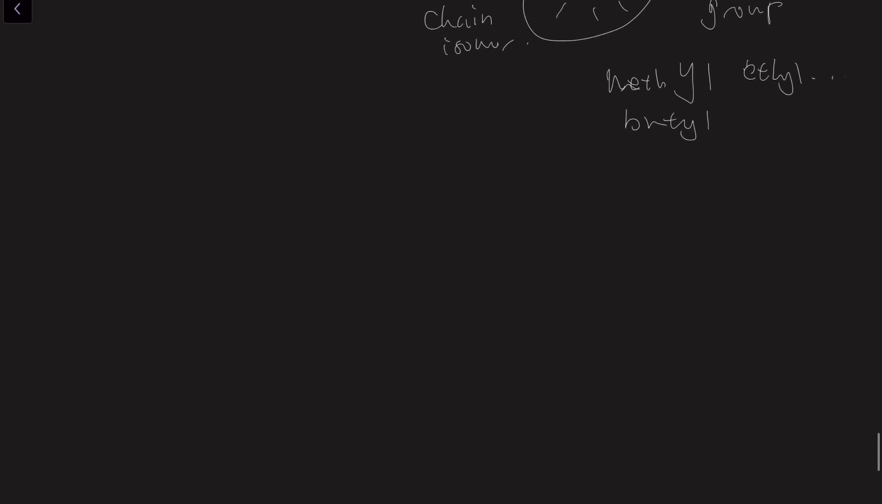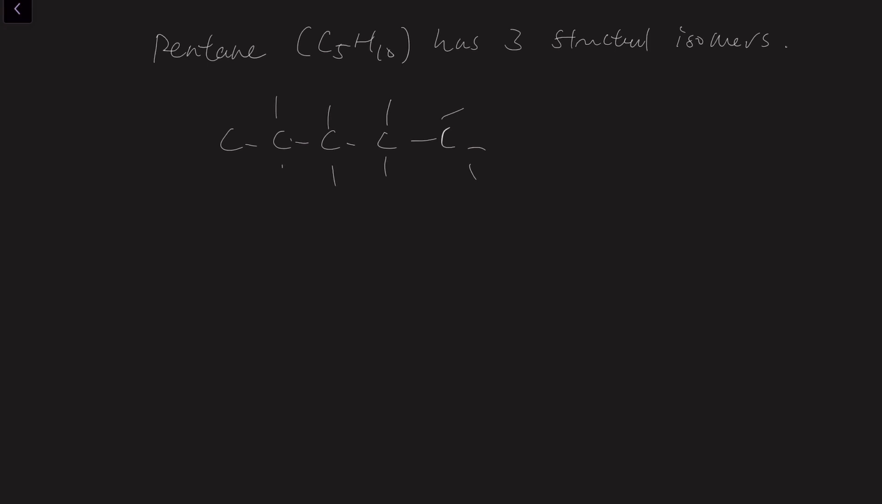For example, pentane C5H10 has 3 structural isomers. So let's have a look. Let's see if we can draw all of them out. So the first one is very easy. Say just this. I would not write the hydrogen out to save some time. The skeletal formula is something like this.